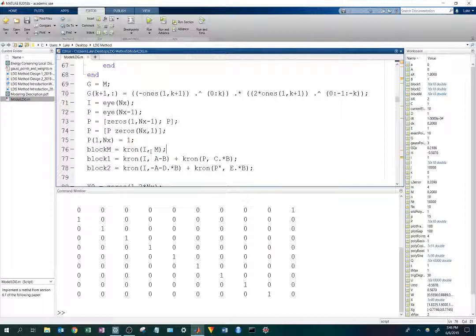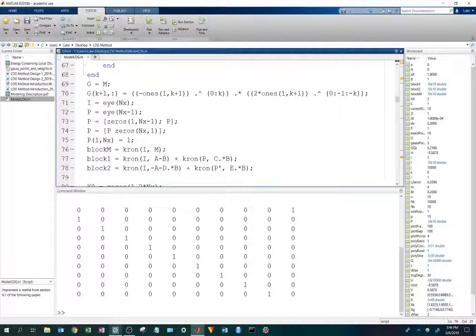So this I is the identity matrix with nx entries on the diagonal. nx is the number of cells. So for each cell, we get the matrix M, and M is a k plus 1 times k plus 1 matrix. So this matrix itself is going to have k plus 1 times nx rows and k plus 1 times nx columns. And it's going to look exactly like the matrix that we saw before, right here, with the M's along the diagonal. It's exactly what this is.